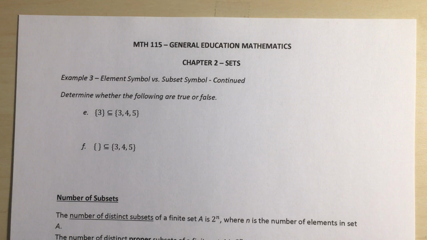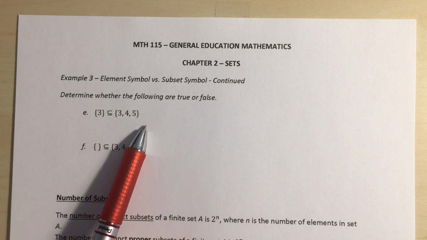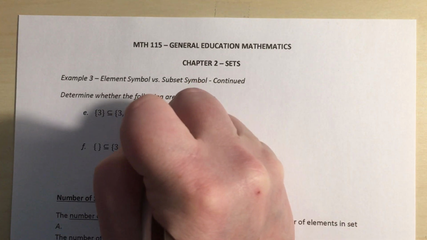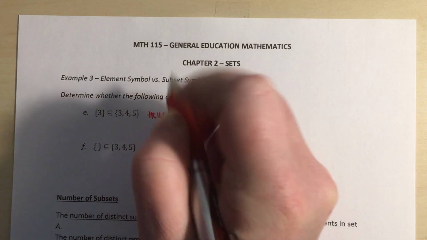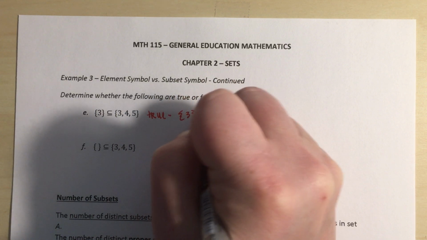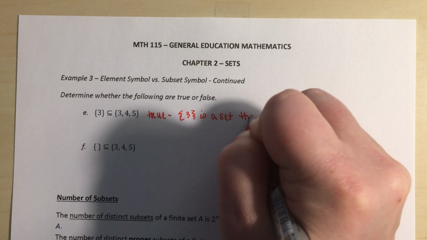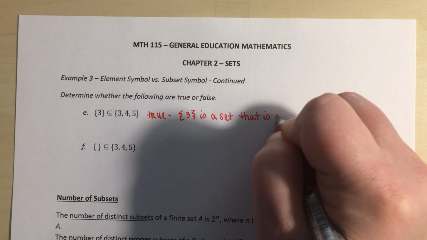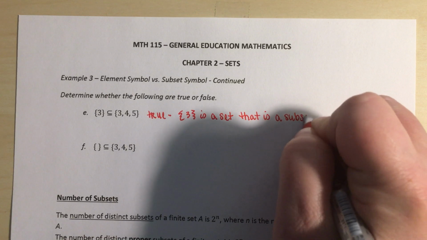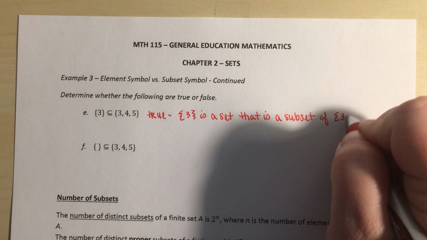All right, so example 3 continued on the top of the next page. Determine whether the following are true or false, so same thing. Here we have the set containing 3 is a subset of the set of 3, 4, 5. We're going to say true. The set containing 3 is a set that is a subset of 3, 4, 5.